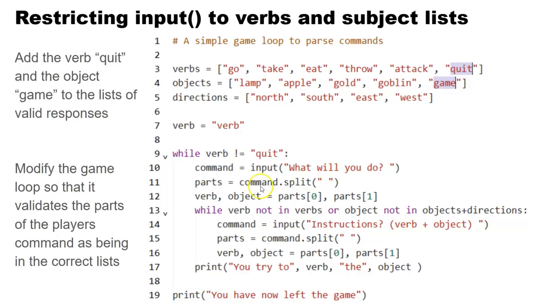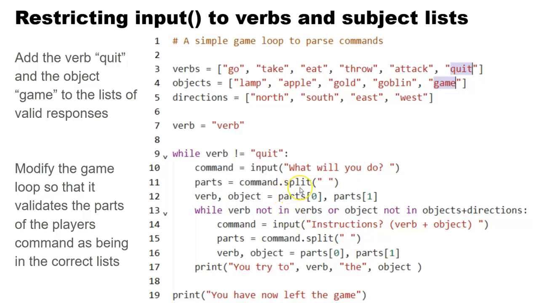And we do that by using a while loop. So what we're going to say is the parts is command split. That gives us part 0 and 1. And while the verb is not in the verbs, or the object is not in the combination of the objects and directions, so I'm adding those two together. So we'll get all of these objects and all of these directions are acceptable subjects. So verb plus, well, objects, I guess. If it's not those things, we ask you to type in again.